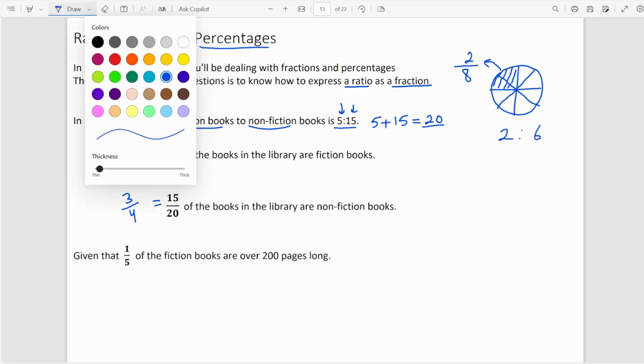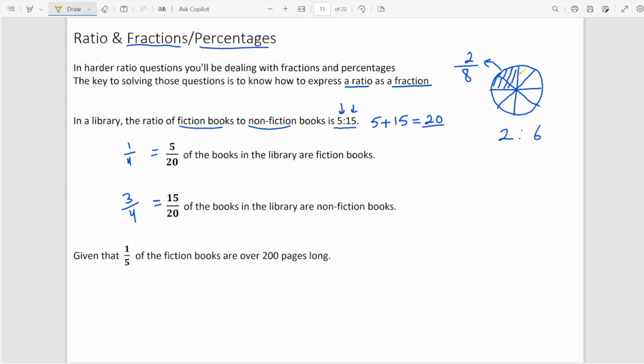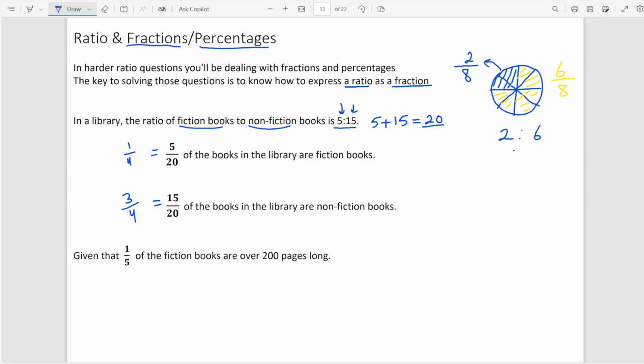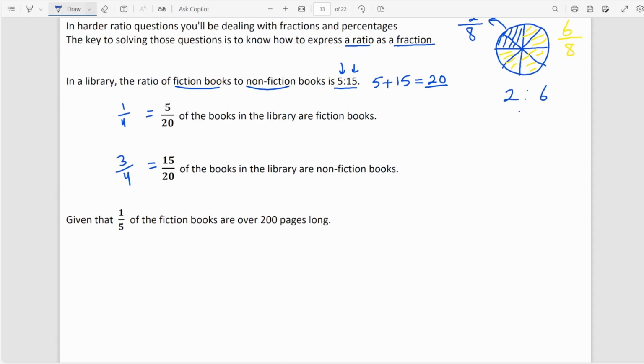Now, as for the other person, he will receive all of the other 6 slices out of a possible 8. Okay, so 6/8 is the fraction of the pizza that the second person received, and 2/8 is the fraction of the pizza that the first person received. And of course, these fractions can also be simplified. Okay, now let's get back to our example over here. So now we know that 5/20 of the books in the library are fiction books and 15/20 are non-fiction.